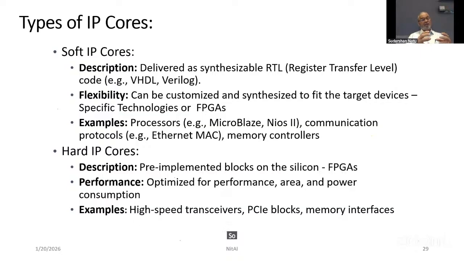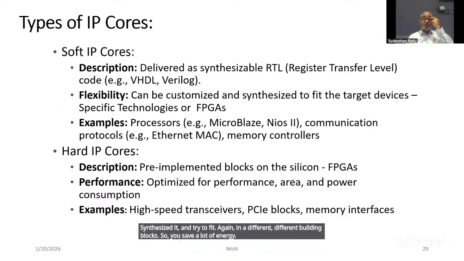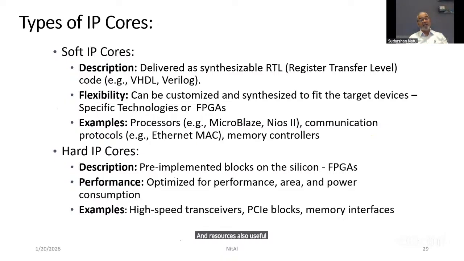So it reduces effort, because you no longer synthesize it and try to fit it again in different building blocks. So you save a lot of energy and resources, because it is not a generic one, it is a fixed one. So soft IP and hard IP cores, all vendors provide both. Sometimes you need a hard core IP, sometimes you need a soft IP, and depending on the application both are useful.